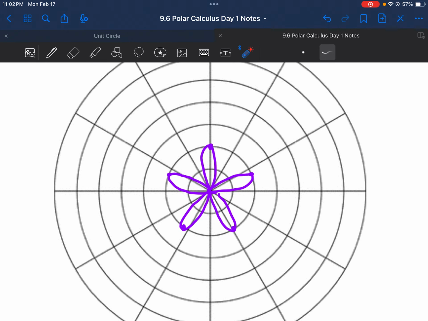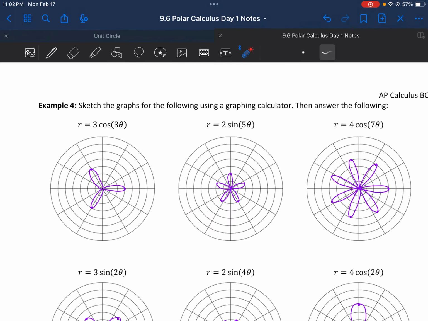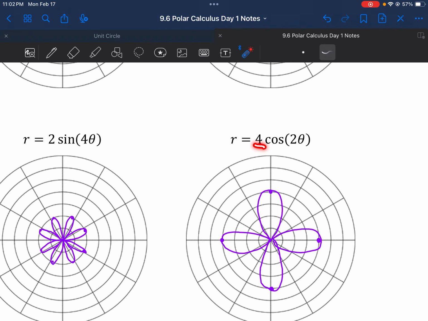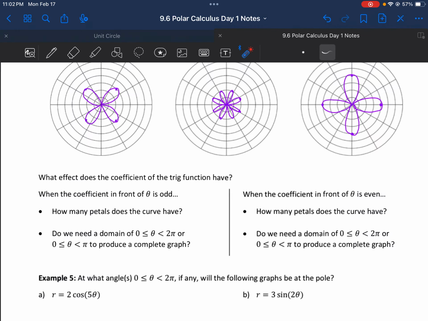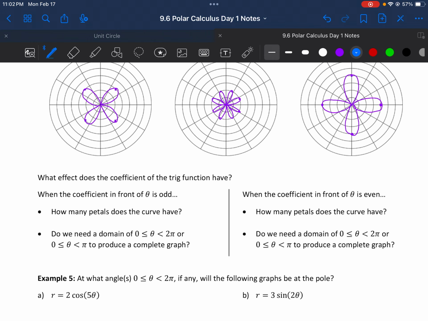When the coefficient was 2, notice that the length of the petal was 2. All right, same deal for when the coefficient was 4. The length of the petal was 4. All right, so the coefficient gives the length of the petal. Or you can call it a leaf. Usually I call it a petal.